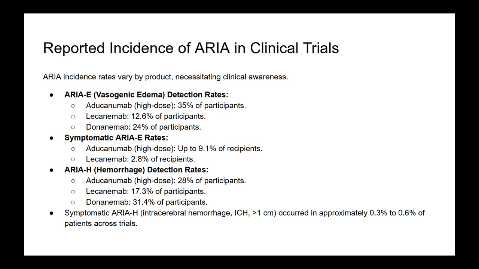lecanemab. Regarding amyloid-related imaging abnormalities with hemorrhage, it was detected in 28% of participants receiving high doses of aducanumab, 17.3% for lecanemab, and 31.4% for donanemab. Symptomatic cases involving intracerebral hemorrhage larger than 1 centimeter, which occurred in approximately 0.3% to 0.6% of patients across the trials, were also reported.